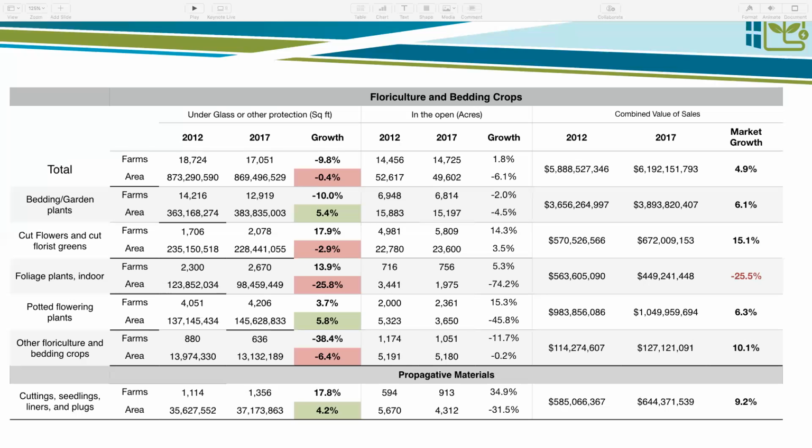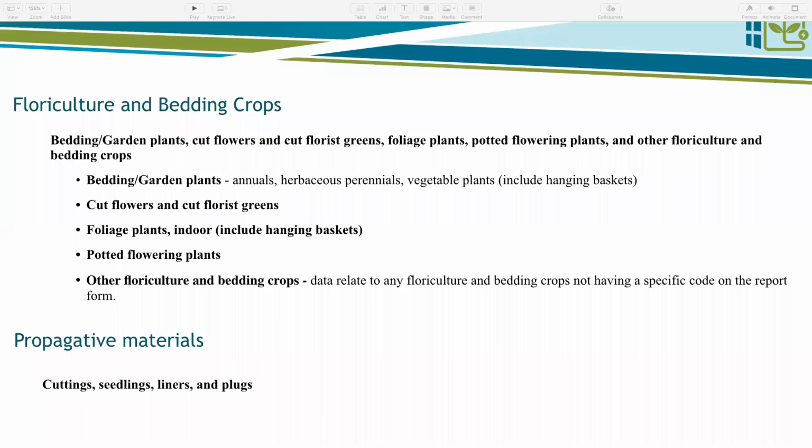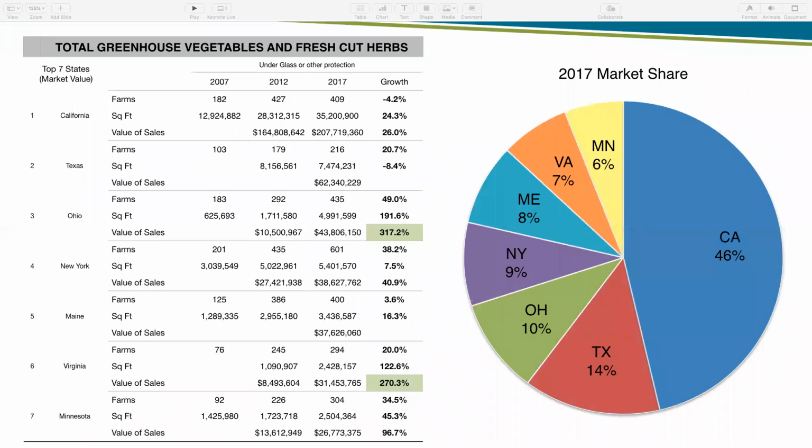I know in the greenhouse floriculture industry, they're very much viewing this growth as pretty much flat. So only a 4.9% increase in the last 5 years. About a 1% increase per year is maybe not even barely keeping up with inflation. So the vegetable sector is at least doing quite a bit better than the greenhouse floriculture sector in that regard. It's still a smaller industry.